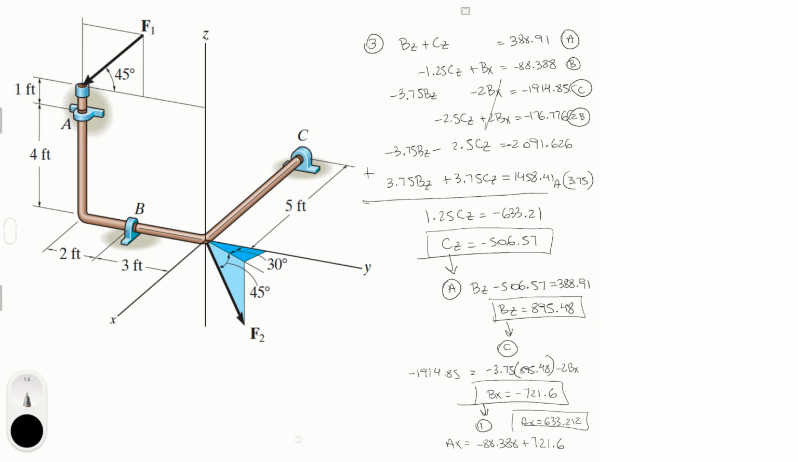What else am I missing? Then BC, I can also plug this into equation 8. And I get AY is equal to minus 0.75 times 895.48 plus 530.325. This is a 3 and this is a 5, I swear. So AY is equal to minus 141.28.